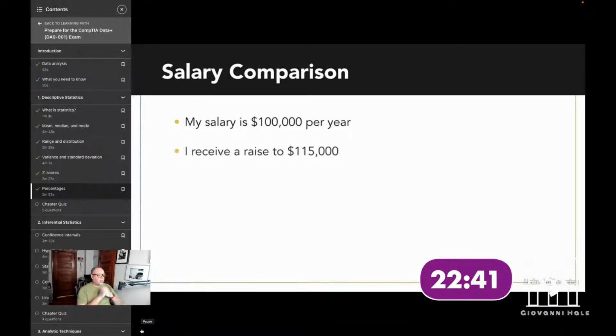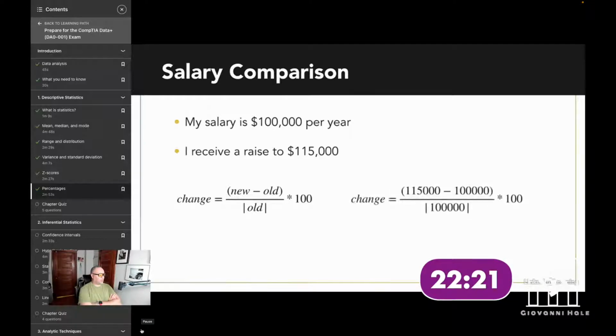And I receive a raise of $15,000, making my new salary $115,000. I want to measure that change. Now, this is comparing a new value, $115,000, to an old value, $100,000, so it's a problem where we should calculate the percent change. We take the formula for percent change and plug in the data, and after crunching these numbers, we learn that there was a 15% positive change to my salary.